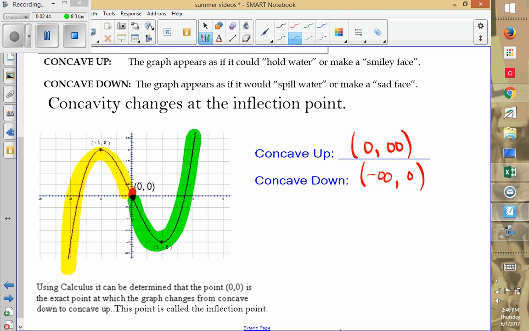This point in the middle has a special name. It is called the inflection point, and it is the point where concavity changes. This is something that is discussed in calculus. Calculus can actually figure out where that point happens if it's not given to you like it was in this picture.